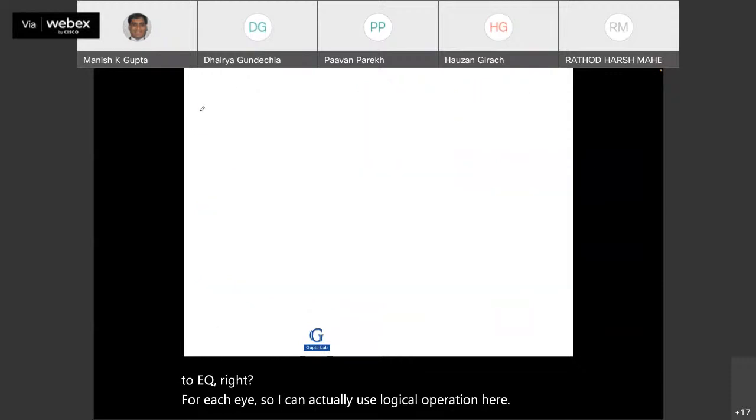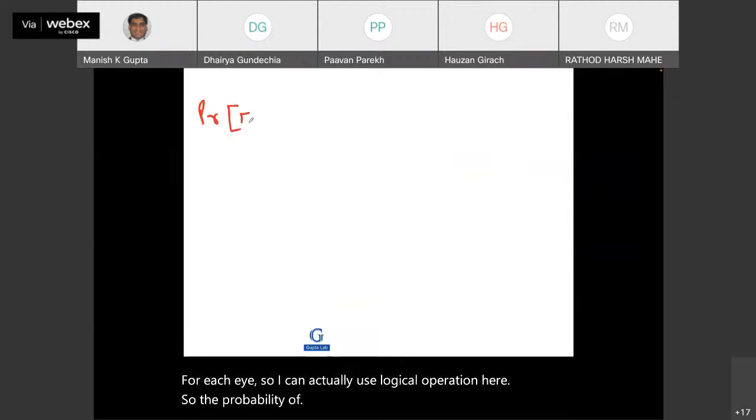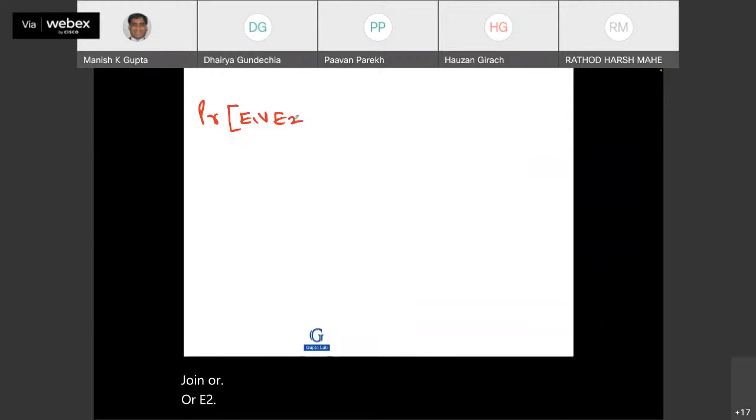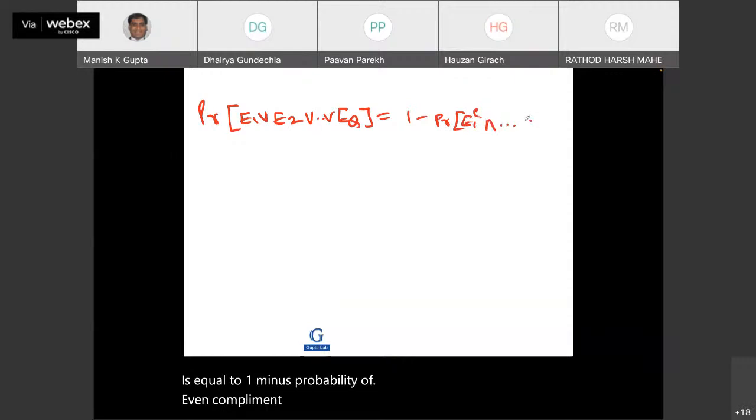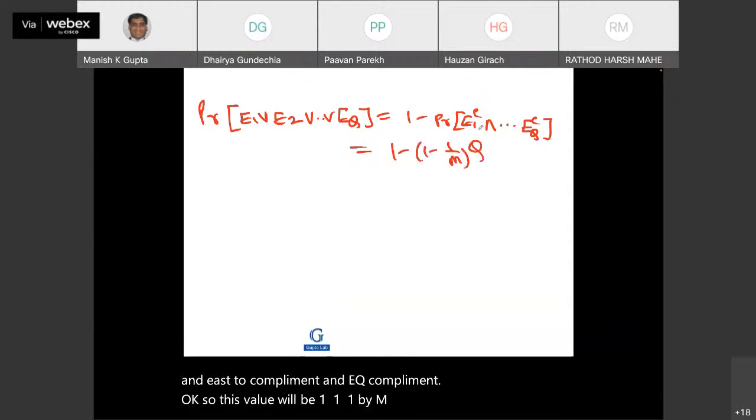So the probability of E1 or E2 or ... or Eq is equal to 1 minus the probability of E1 complement and E2 complement and ... Eq complement. So this value will be 1 minus (1 minus 1 by m) raised to power q, because this we have computed, right?